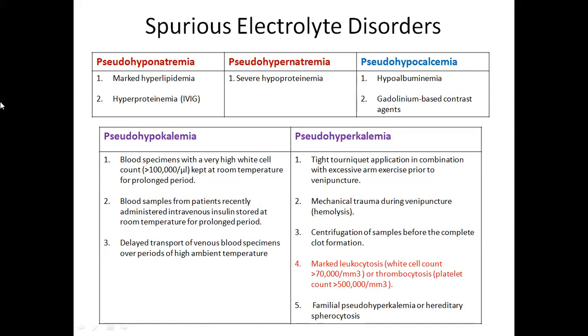And for hypocalcemia, it is mainly related to albumin binding. So in hypoalbuminemia, you can get spuriously low calcium. So you need to correct it. You need to have formulas for correcting calcium levels for albumin.